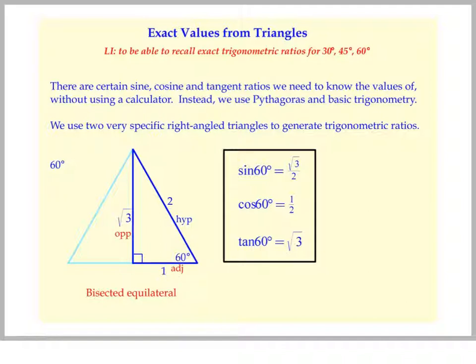Now these values will be very, very useful. They can be easily calculated just by using, as we've said before, Pythagoras and SOHCAHTOA. And the principle of what we've just seen is going to be really useful when we deal with different angles that we don't know the exact value of, like 30 or 45 or 60.